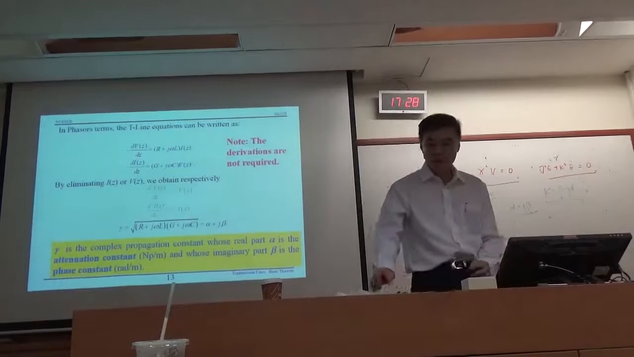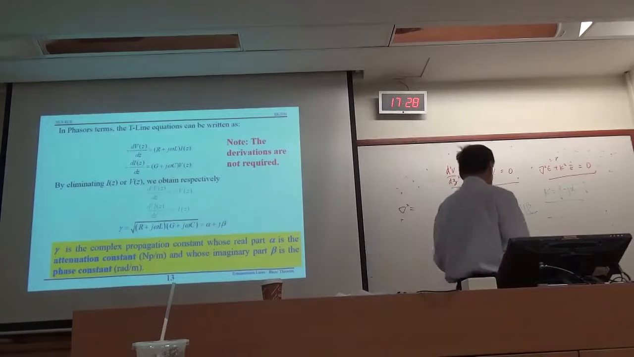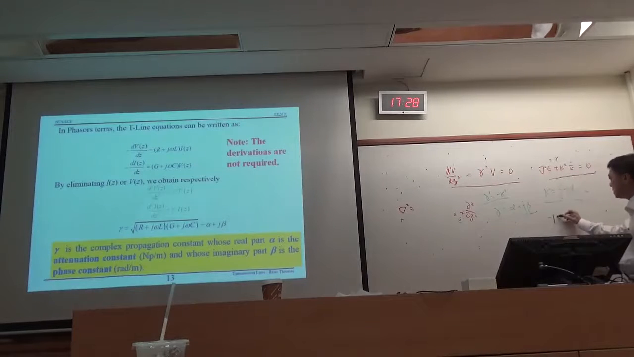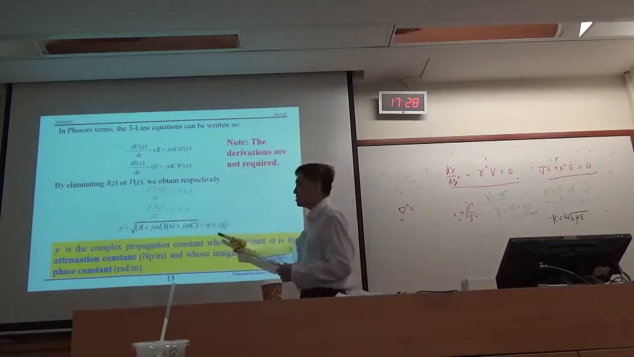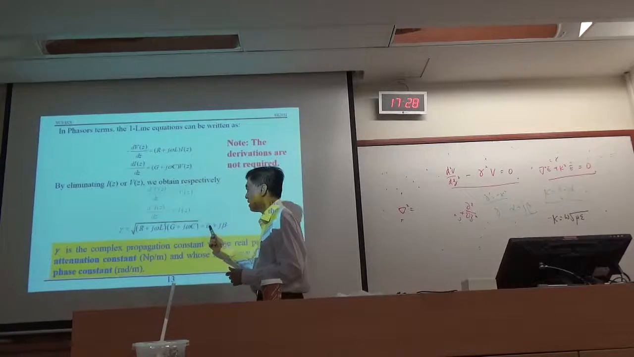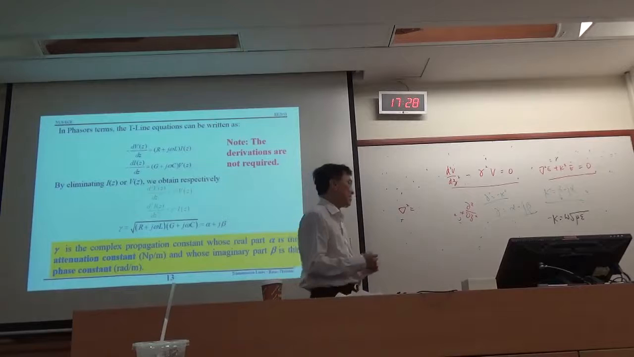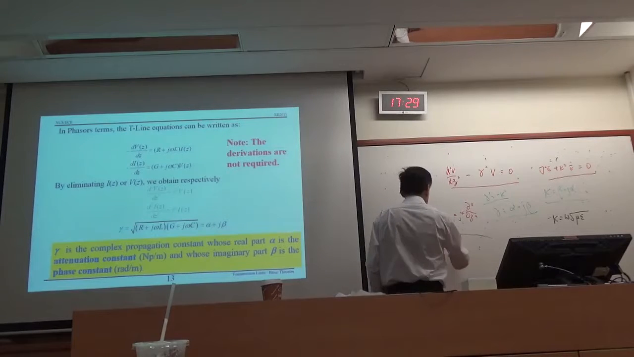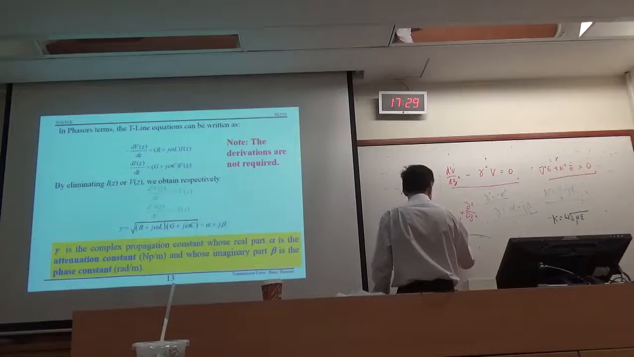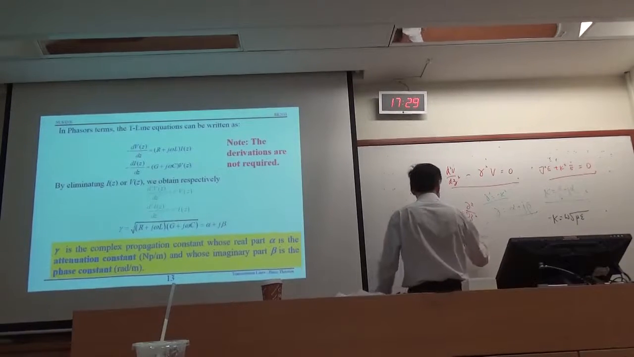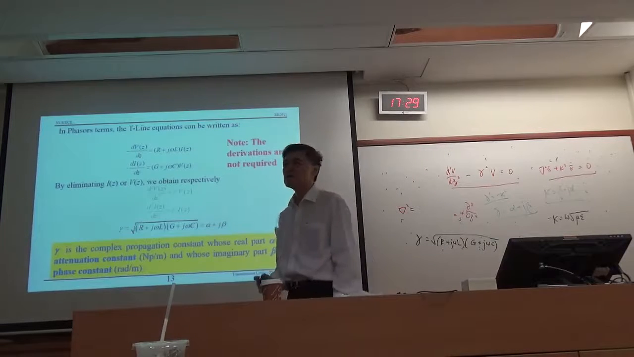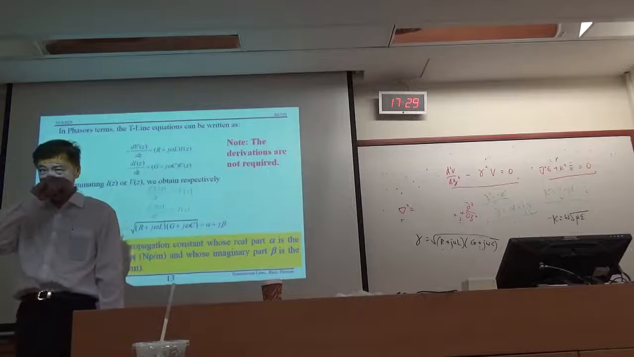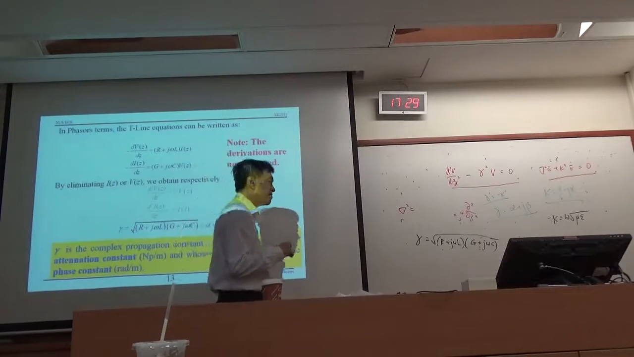Now, the only difference is that previously when we said k is equal to omega square root of mu epsilon, now we have gamma equal to this. But is that really any difference? If my gamma is equal to the square root of (R plus j omega L)(G plus j omega C), is that really very different?